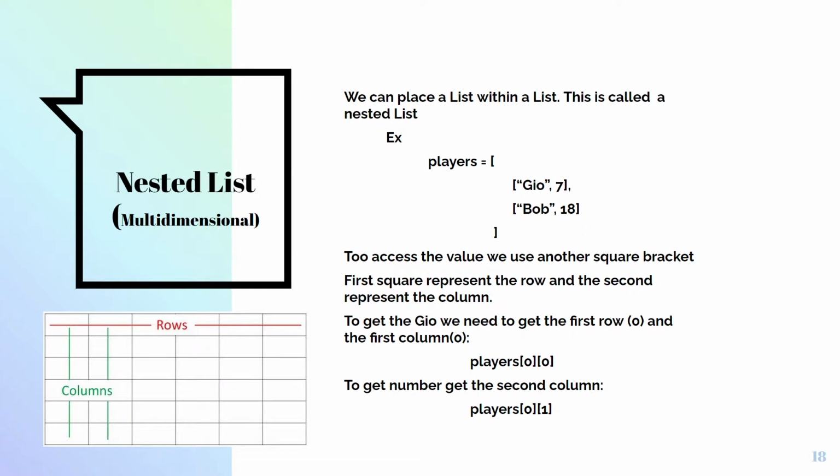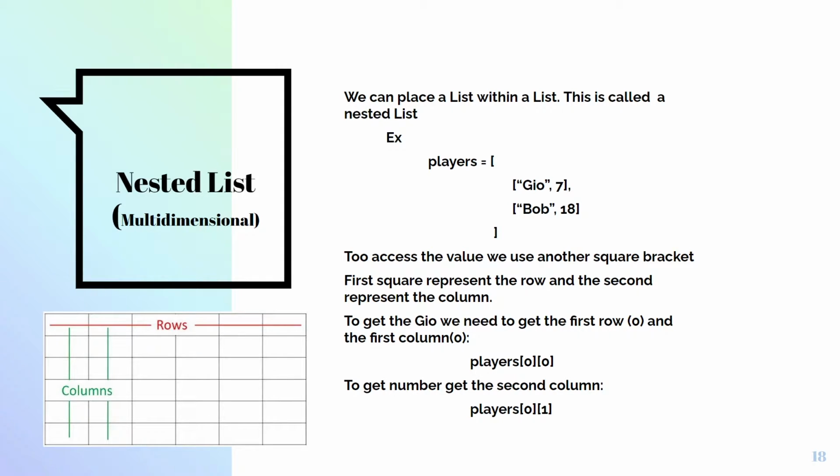So in Python we also have nested lists, which we can also call multi-dimensional lists. If you guys ever took a math class, you can think of columns and rows when thinking about a multi-dimensional or nested list, because you'll have columns which are vertical and rows which are horizontal. So just a quick example, we have an example of players, which is a list within a list, and the list within the list is just holding data regarding a player.